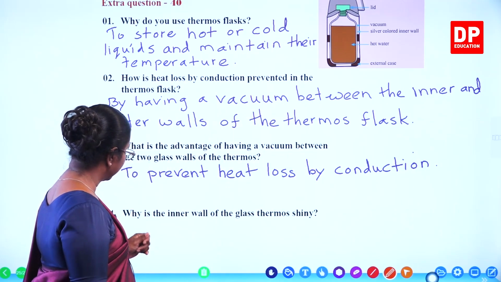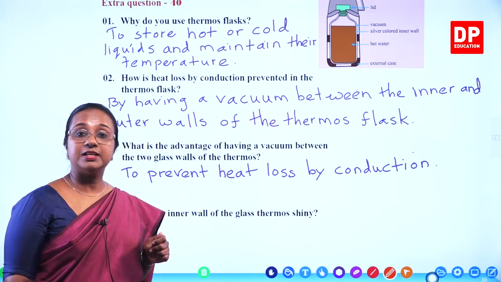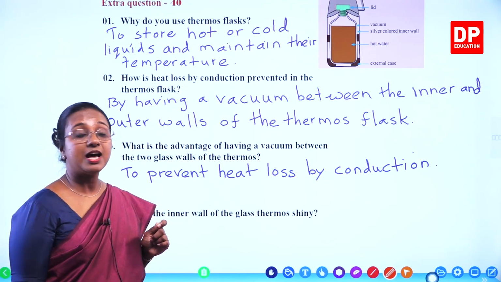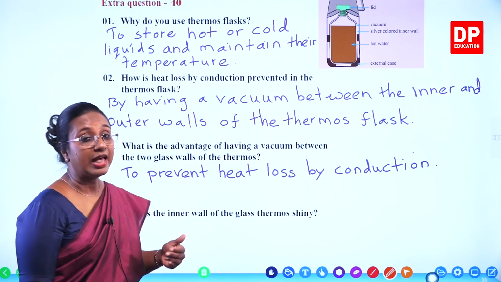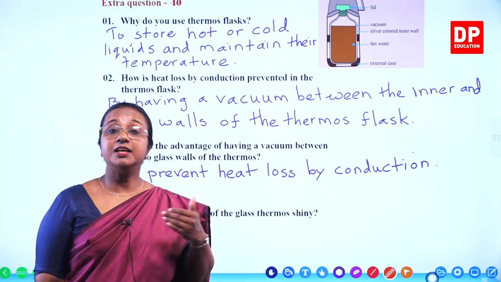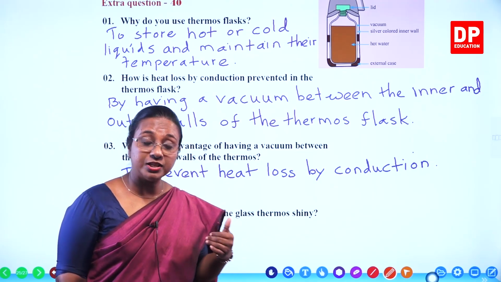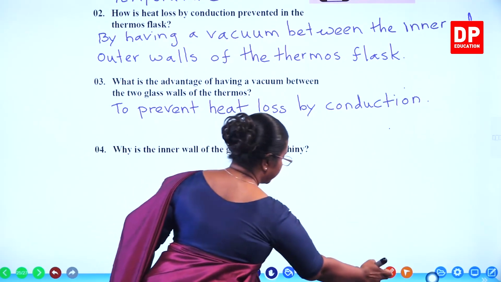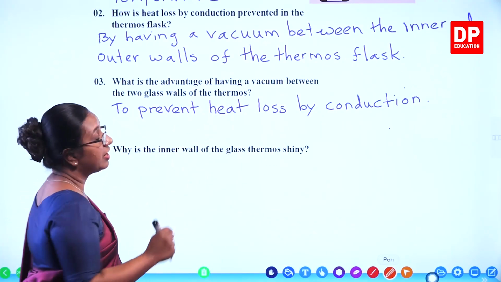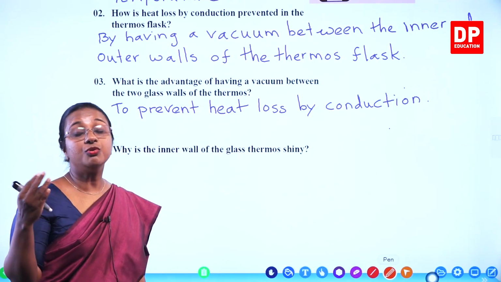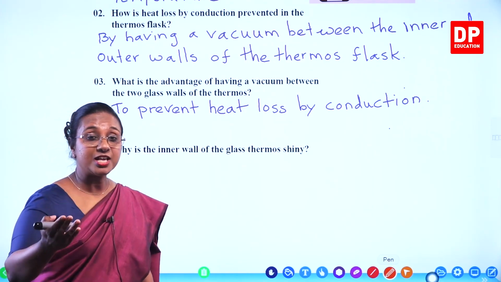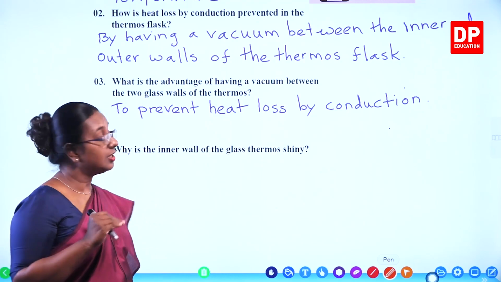Then the fourth question, why is the inner wall of the glass thermos shiny? So that it can reflect the heat radiated back into the liquid. Because heat radiation can be lost through vacuum also. To prevent that, the heat radiation has to be reflected back into the liquid.